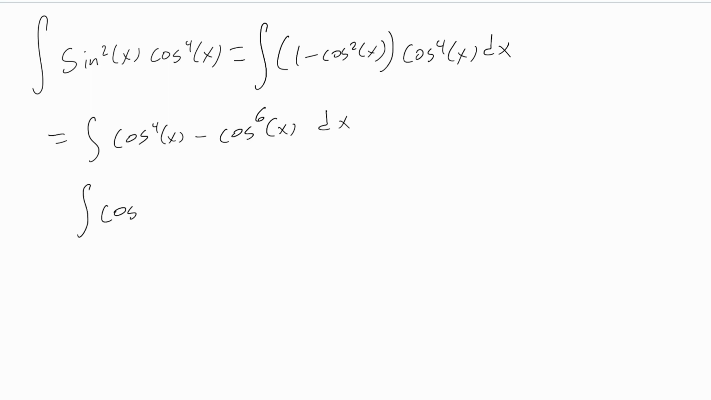And now what we can do here is break this integral apart. We get an integral of cosine to the fourth of x dx minus the integral of cosine to the sixth of x dx. And hey, we took an integral that had even-powered sines and cosines and turned it into two integrals that only have even powers of sine and cosine. Both, in this case, are cosine.